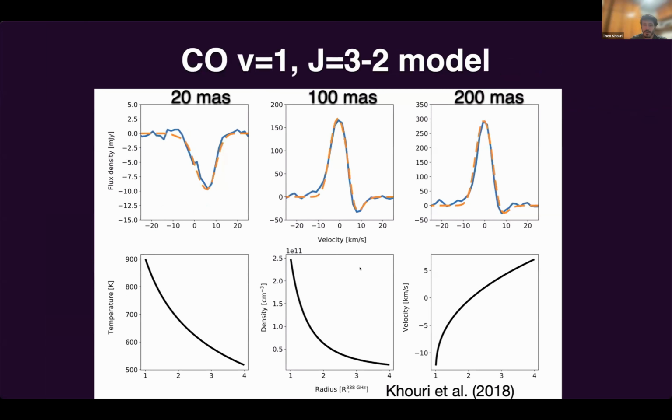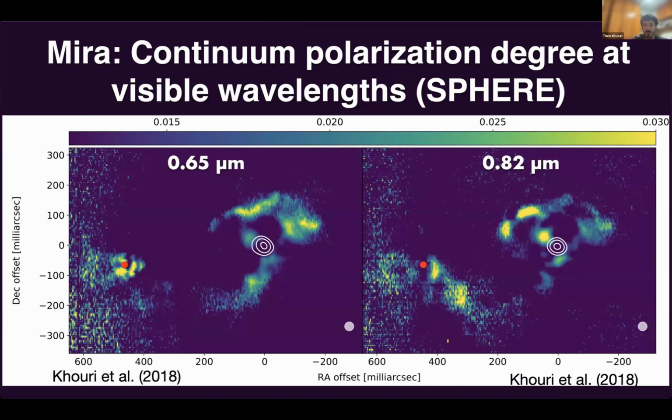So what we did in this paper in 2018 was to model this vibrationally excited line toward Mira. We had a very simple model with a shell around the central star, and we were able to constrain the excitation temperature, the density, and the velocity with very simple assumptions that reproduce the velocity profile fairly well. But what we were really after was to compare what we were getting from the gas with what we were getting from the dust, which is shown here in these SPHERE observations. So in the color, Mira A, the AGB star, is here, shown by the contours of the continuum.